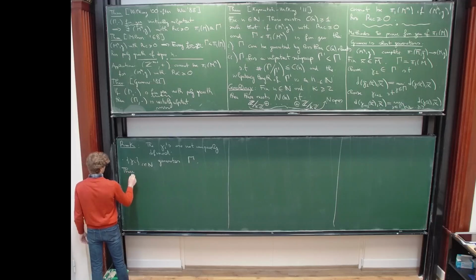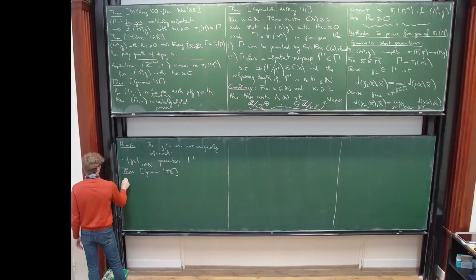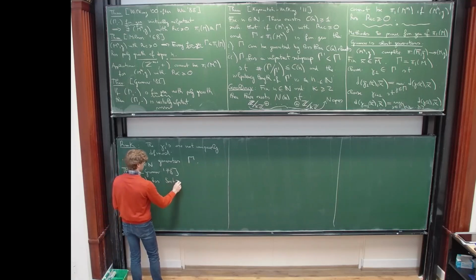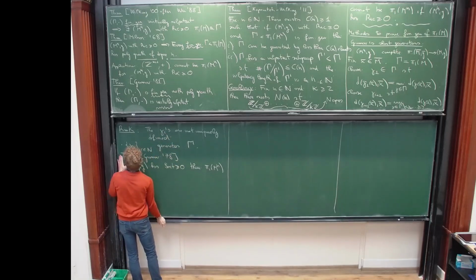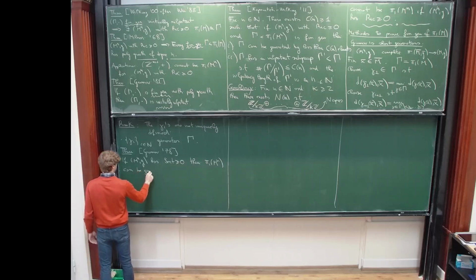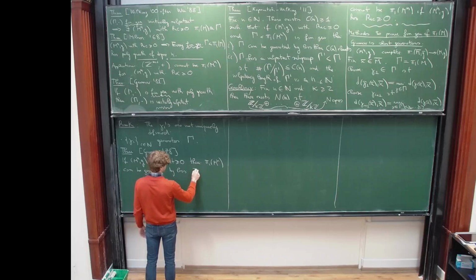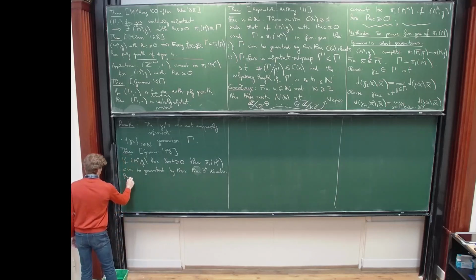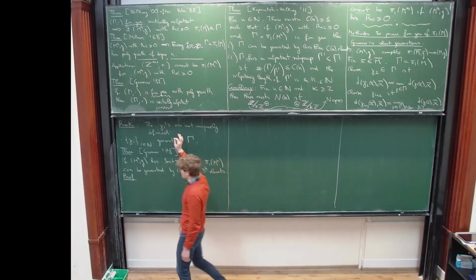So Gromov used this construction to prove this theorem. If (M, g) has non-negative sectional curvature, then pi 1 of M can be generated by less than a constant only depending on the dimension, which is 3 to the n. Let's discuss the proof of this theorem. Note that non-negative sectional curvature is stronger than non-negative Ricci curvature, so this is a special case of the general setting we care about.